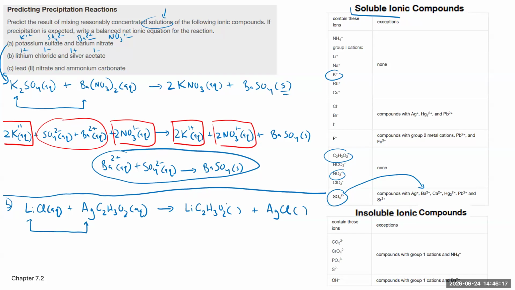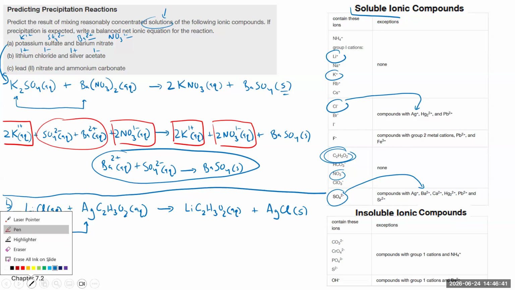Well, it's already balanced, but let's check this out. Anything with lithium is aqueous. Anything with acetate is aqueous, so this is going to be aqueous. Chloride, let's find it. Well, it usually is soluble, so usually aqueous, but when it finds silver, it is now a solid. Okay, well, now we got to break everything apart.